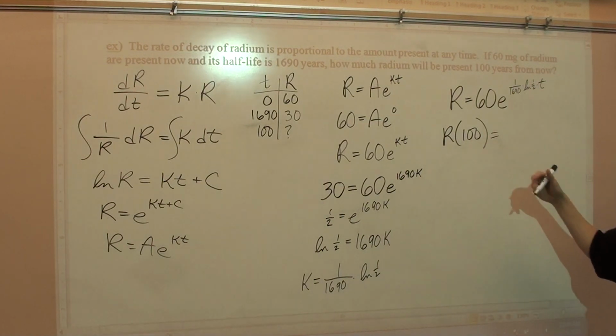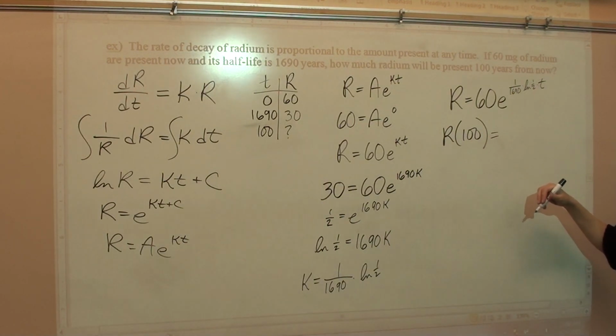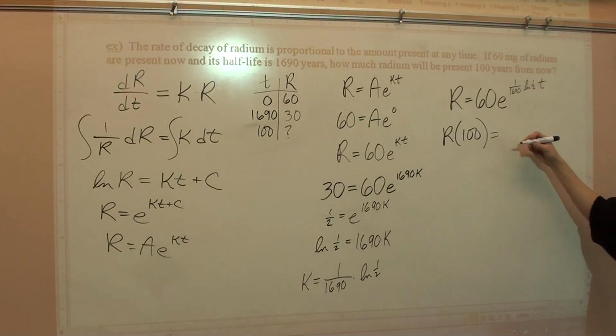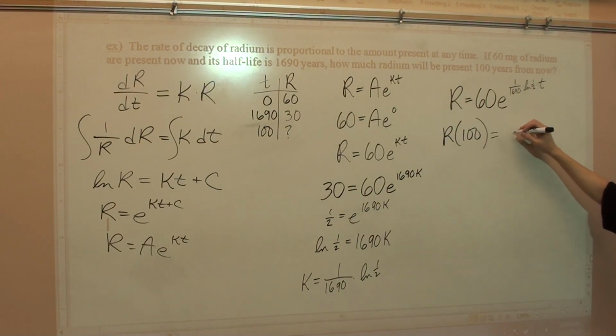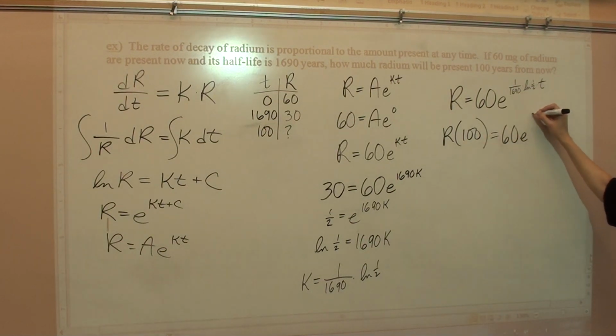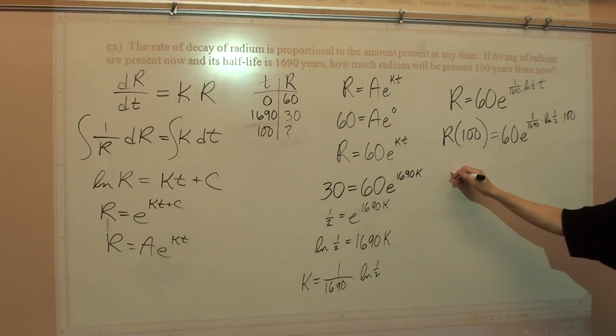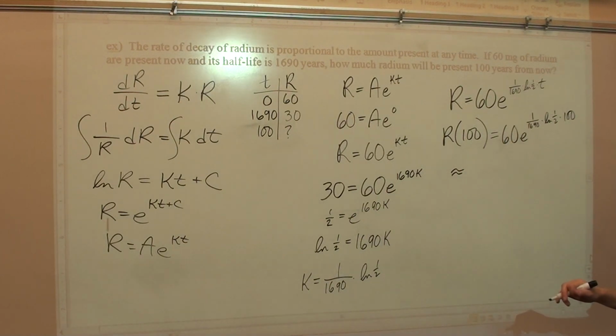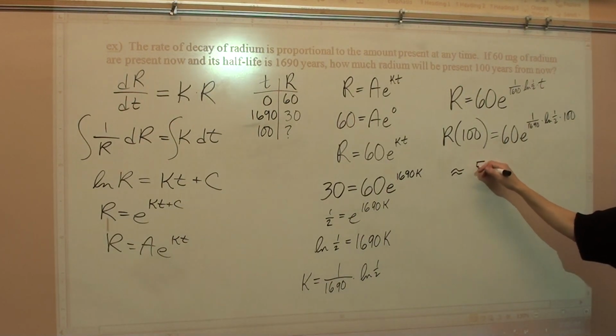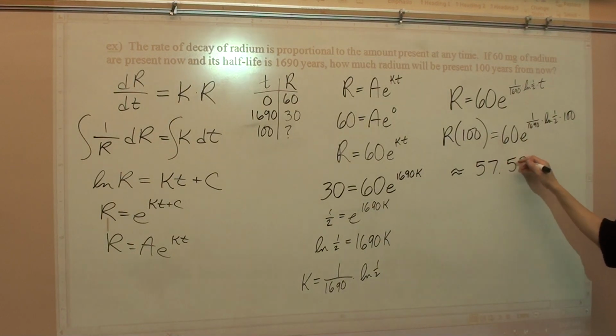How many decimals do you need to round to? With the final answer, you only have to round to 3. So here we go. We have 60 e to the 1/1690 times ln of 1/2 times 100. That's 57.589, and if you put 57.6, you would be wrong.